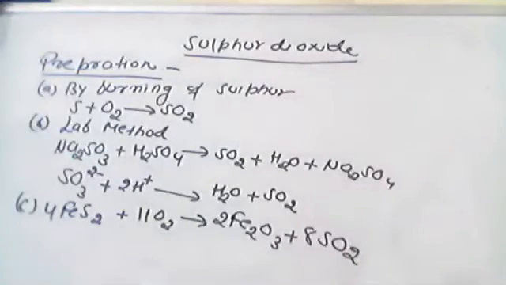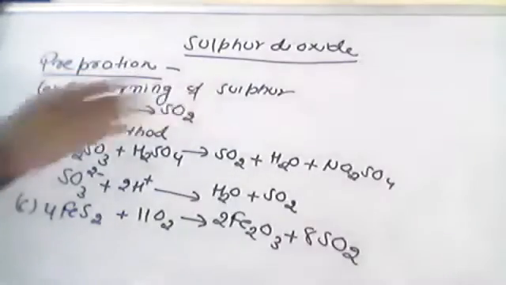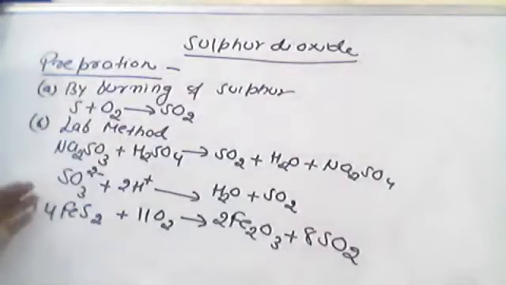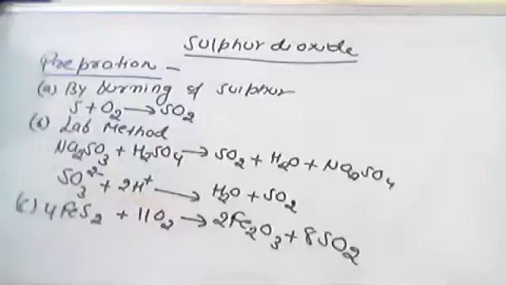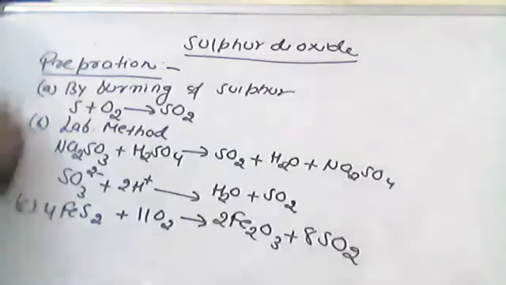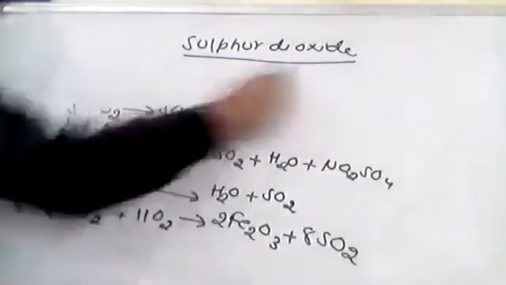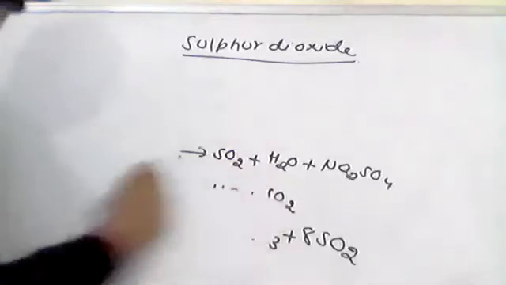So, just three preparations of sulfur dioxide. We can prepare it by burning of sulfur. We have the laboratory method, and this ionic equation: FeS2, that is ferrous sulfide basically, plus 11O2 will give ferric oxide plus 8 sulfur dioxide. Simple way, there is no trouble at all. The important thing is its properties. Let me go to its properties.